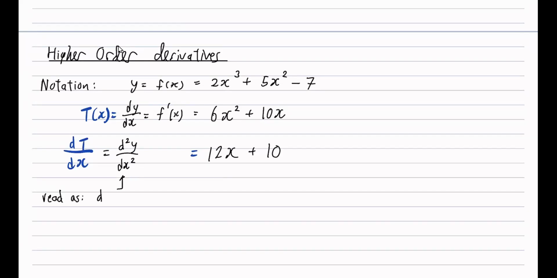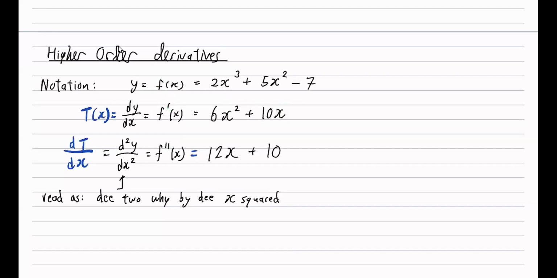Read as d2y by dx squared. Okay, it's just a pronunciation. You already know how to do it. Just differentiate one time, differentiate second time. That's it. Nothing special. Then another funny notation, double prime. Make sense? Start with f, become f prime, f double prime.